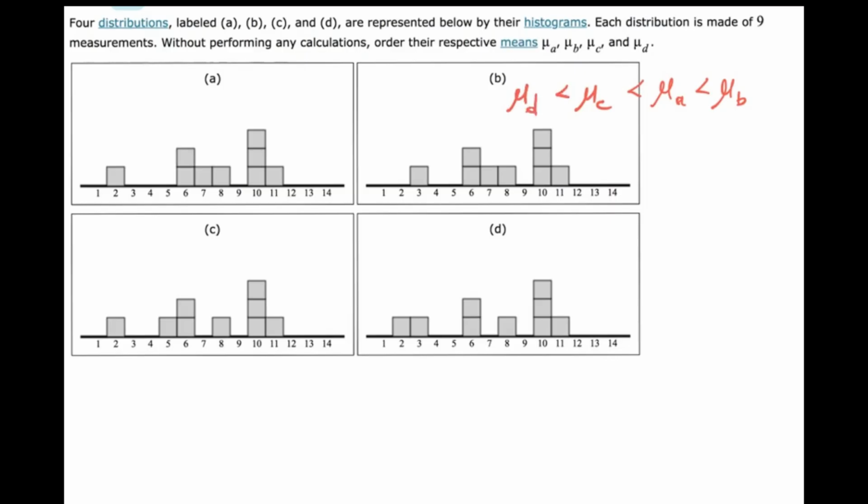This is my final decision. Mu sub D is less than mu sub C, which is less than mu sub A, which is less than mu sub B.